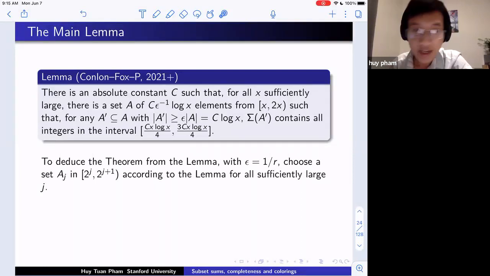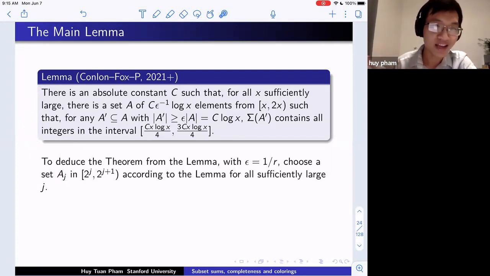So we will take epsilon to be equal to 1 over r. And then for each sufficiently large j, we look at the dyadic interval from 2 to the j to 2 to the j plus 1. And then we take a set aj that has the property given by this lemma in that dyadic interval. So if we take our sequence A now to be just the union of those sets aj, let's look at an R coloring of aj. If we have an R coloring of aj, then some color class must occupy at least a 1 over r fraction of the set aj.